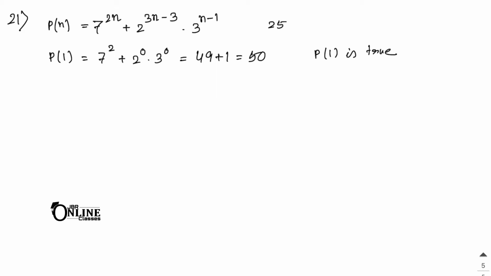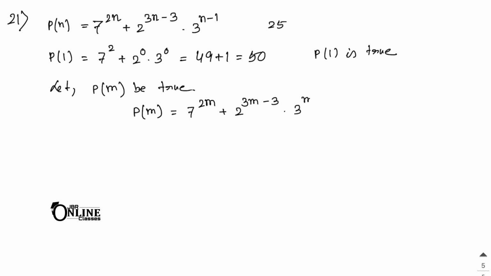So as P1 is true, let Pm be true. So if Pm is true, then for Pm it will be 7 to the power 2m plus 2 to the power 3m minus 3 into 3 to the power m minus 1. It's also divisible by 25. That means you can write down this one as 25k.